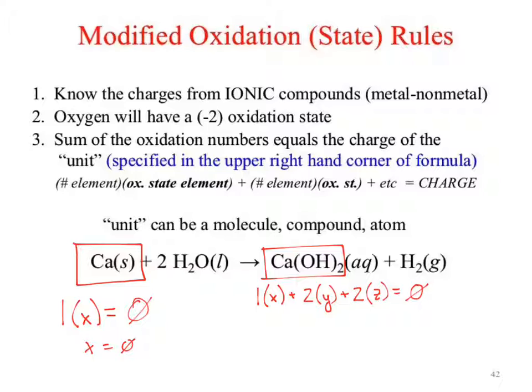What is the very first rule? Know the charges for ionic compounds. Know your ionic compounds. Is this an ionic compound? Yes. How do I know it's an ionic compound? It's a metal and a nonmetal. Because it's an ionic compound, I can split it. So instead of solving that big long equation with an infinite number of possibilities, I can split this into 2 pieces. What are the 2 pieces?